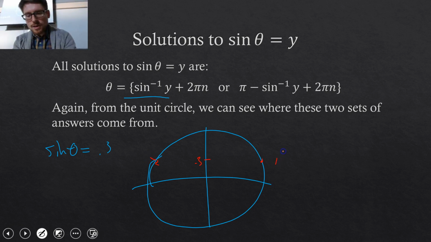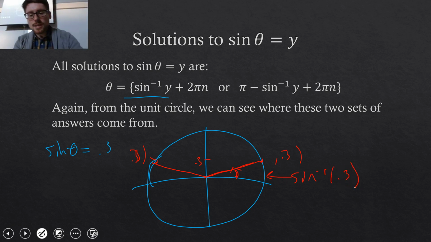So this has a y value of 0.3. This guy also has a y value of 0.3. So if we draw our angles, we can see one answer pop out right away. This is the inverse sine of 0.3. And then how might I find, I'm going to use another color to denote this, how might I find this angle, which is in quadrant 2, based off of my first answer?